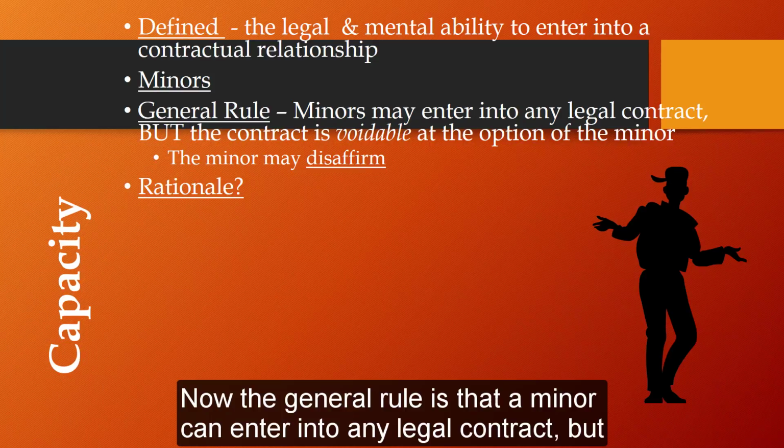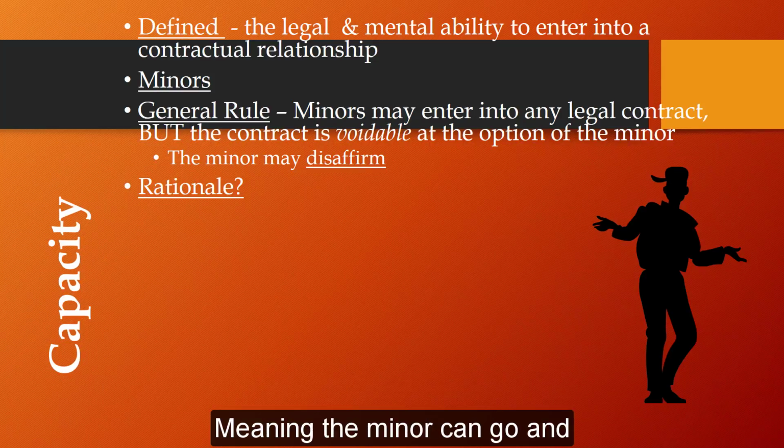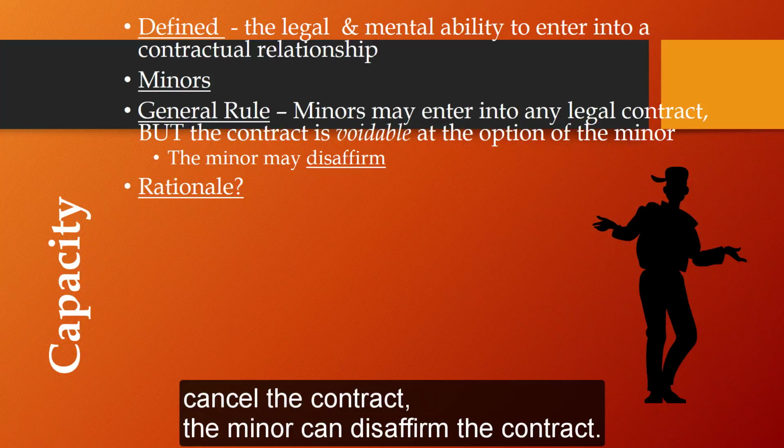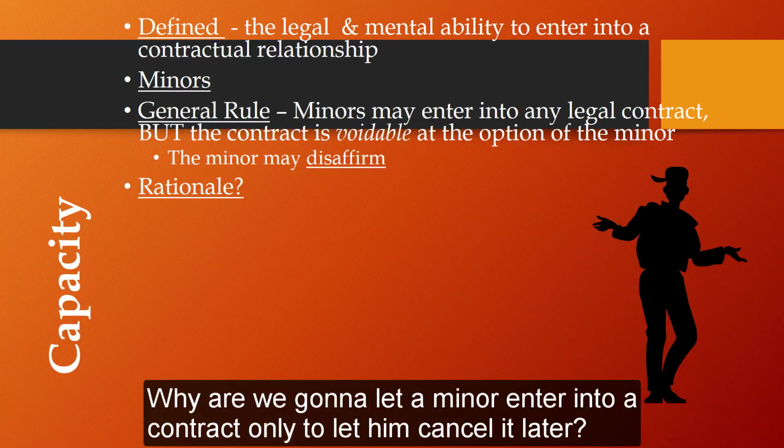Now the general rule is that a minor can enter into any legal contract, but the contract is voidable at the option of the minor, meaning the minor can go in and cancel the contract. The minor can disaffirm the contract. Now, what's the rationale for that? Why are we going to let a minor enter into a contract only to let him cancel it later?